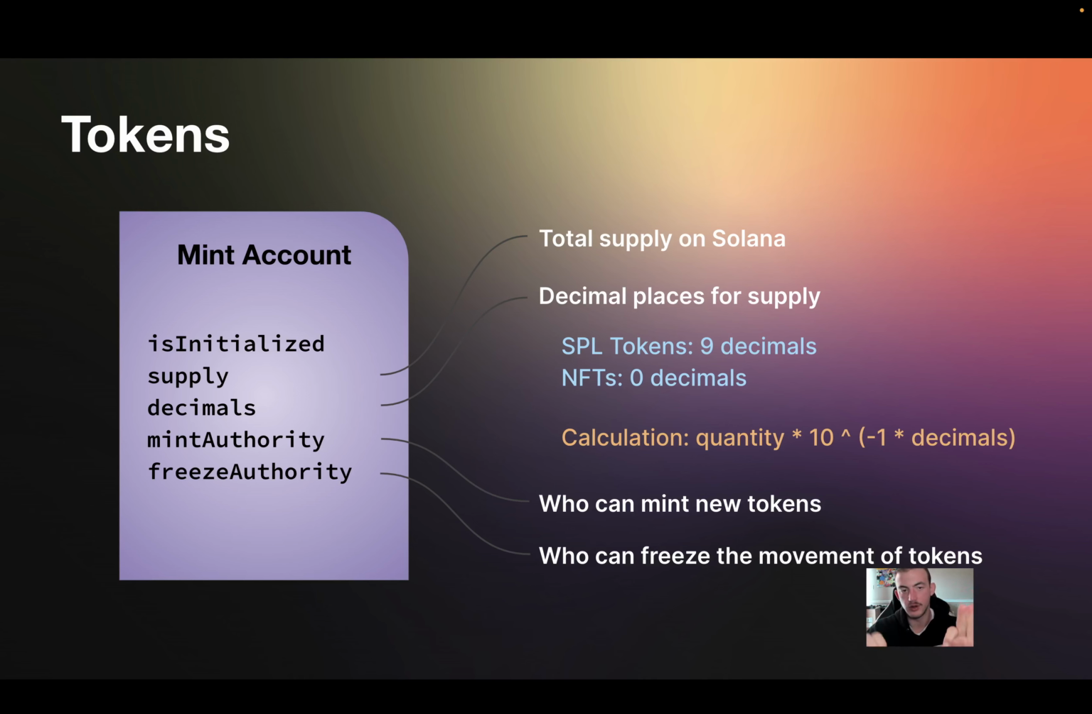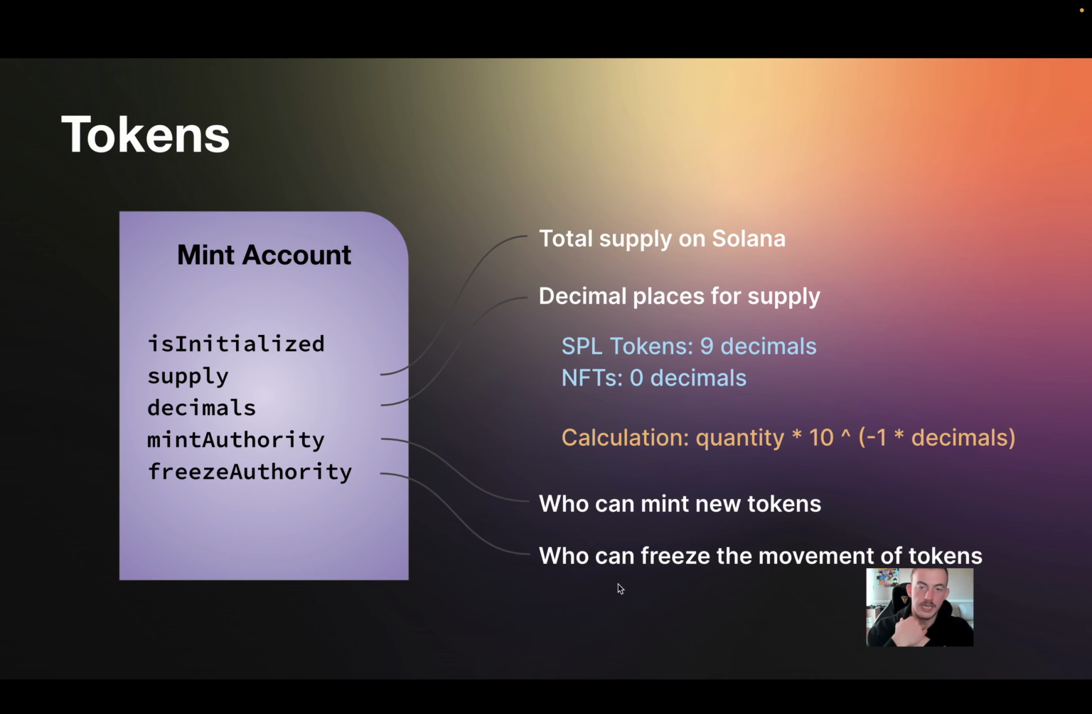But basically, every token gets created as an account because, like we said earlier, everything is an account, even a token. So when you create a new token, you create a new account, and then you actually set the inner data of that account to these fields right here. And this is the standard for mint data, right? So is initialized, has the data been initialized as a mint? Is this account a mint? The total supply, the decimal places for the supply, and then the two different types of authorities.